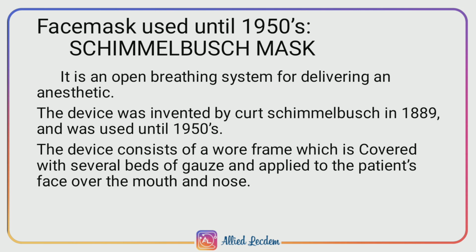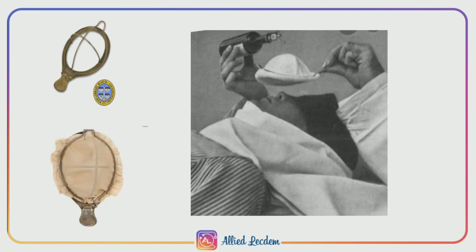This mask has an oval metal frame on which 8 layers of gauze are stretched so that it forms a hood-like structure which will cover the nose and mouth of the patient. It was used in the earlier days, where a drop of ether would be placed at the center of the mask, the gauze gets soaked with ether, and as the patient breathes in through the mask, he gets anesthetized. This is a picture of the Schimmelbusch mask. You can see the gauze layers are aligned to form a hood-like structure.